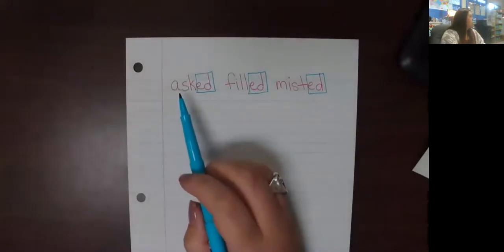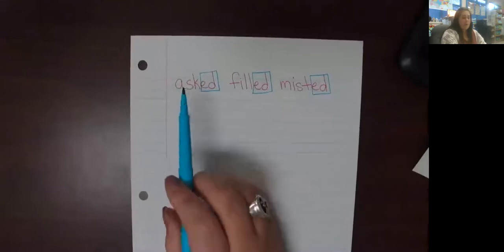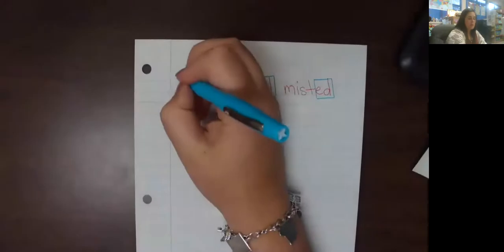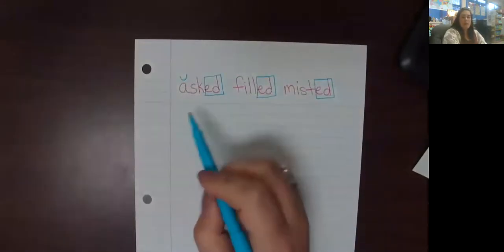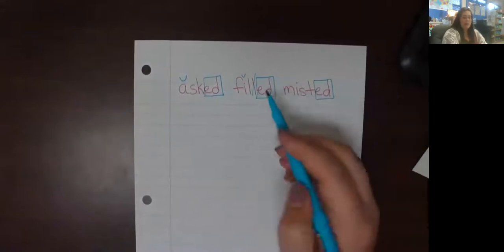All right, now we're going to finish coding the word. Okay, so we look for the vowel. We have vowel A, it's followed by consonant, so it gets a breve. Asked. Okay, the next one we have vowel I, it's followed by consonant, so it gets a breve. We have twin consonants, we cross one out. Filled. Okay, the next one we have vowel I, it's followed by consonant, so it gets a breve. Misted. Okay. All right, and the suffix ed means it already happened in the past.